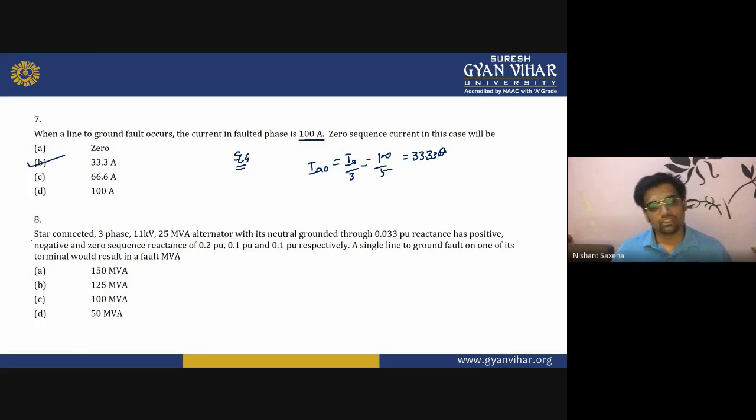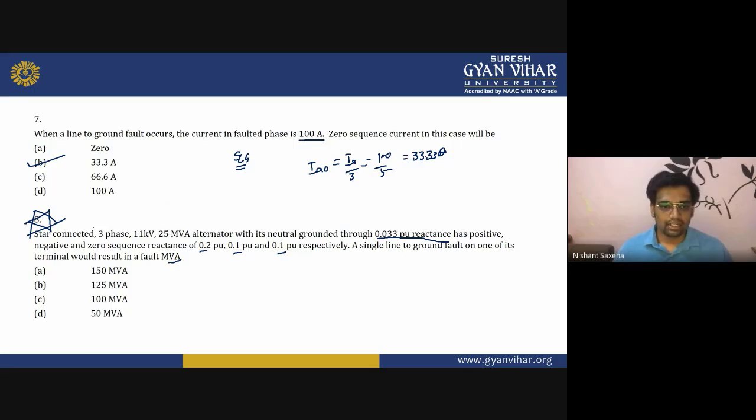Now in question number 8, a star connected 3-phase 11 kV 25 ampere alternator with its neutral grounded through 0.033 per unit reactance has positive, negative and zero sequence reactances as given. A single line to ground fault on one of its terminals would result in what MVA? I'm leaving it to you. Try to solve it. It's a very important question, so I'm marking it with a star. We'll solve it later.